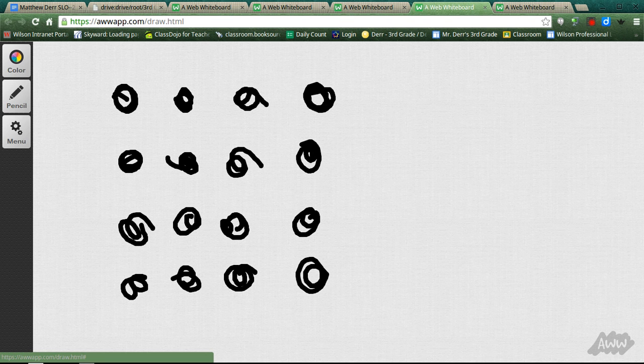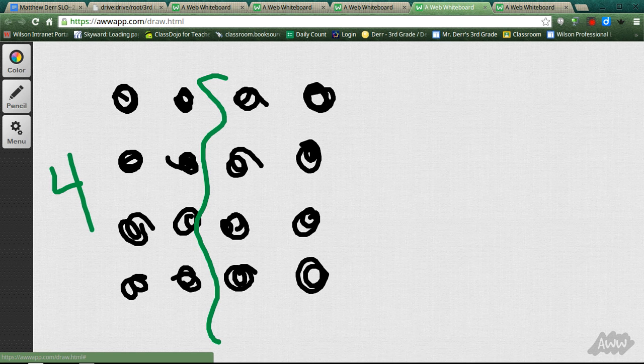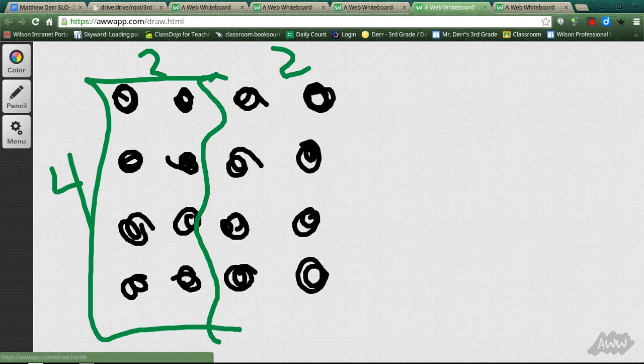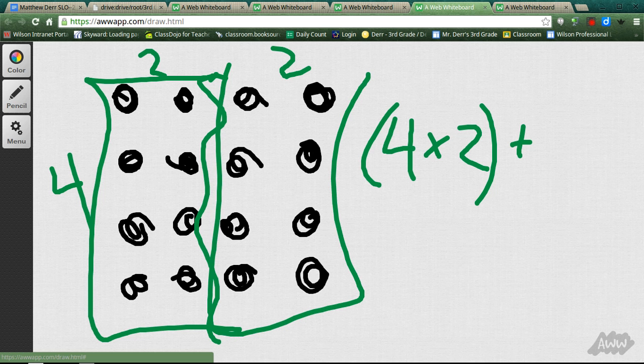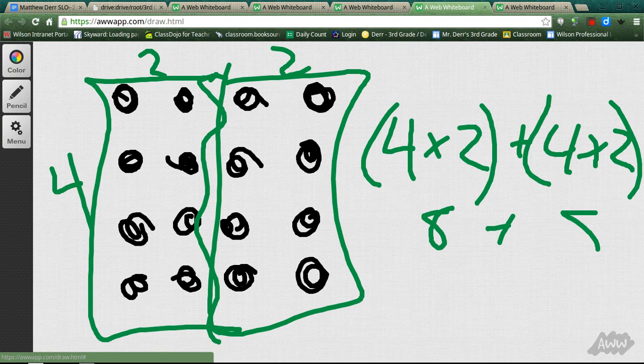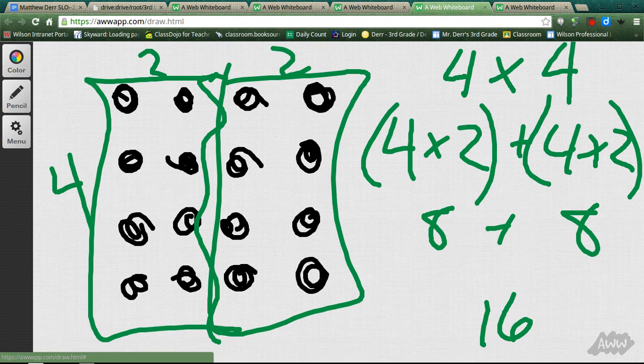All right. And I cut down the middle there. I had 4 here and 4 there. What did I cut my 4 going across into? 2 and 2. So I could say I have a 4 times 2 array plus, again, we want to keep that parentheses to show that product, a 4 times 2 array there. 8 plus 8, and I get 16 as my answer. My original one was 4 times 4.